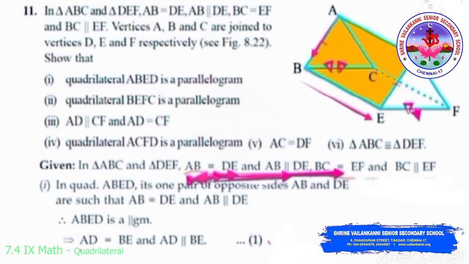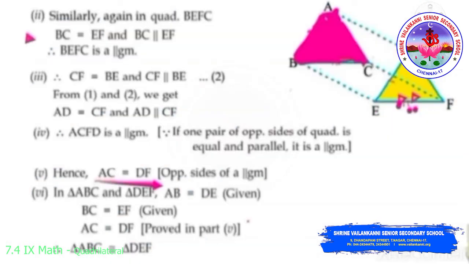Since ABED is a parallelogram, we get AD is equal to BE and AD is parallel to BE, calling this equation 1. Second subdivision, similarly, in quadrilateral BEFC, we get that BC is equal to EF, already given in the problem, and BC is parallel to EF.